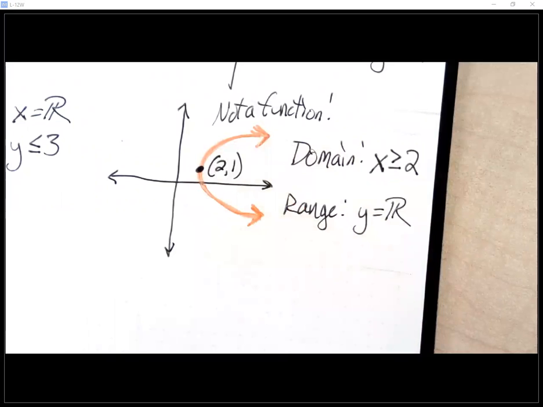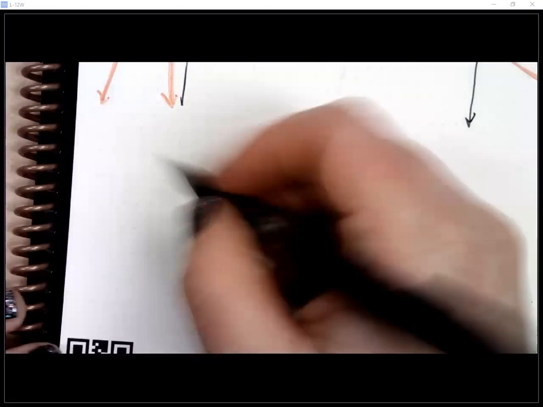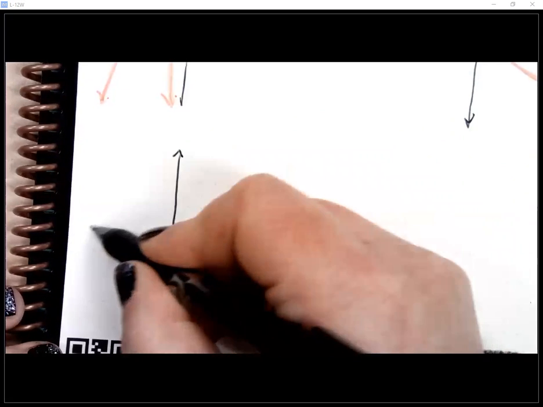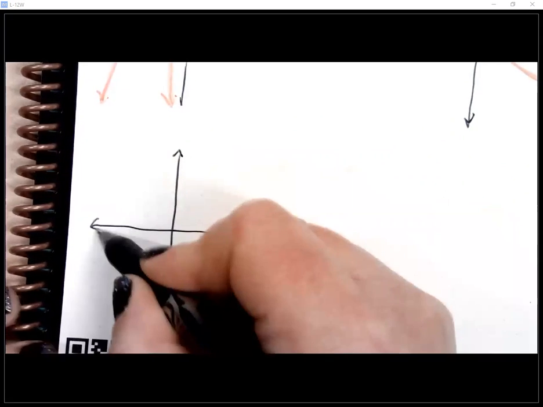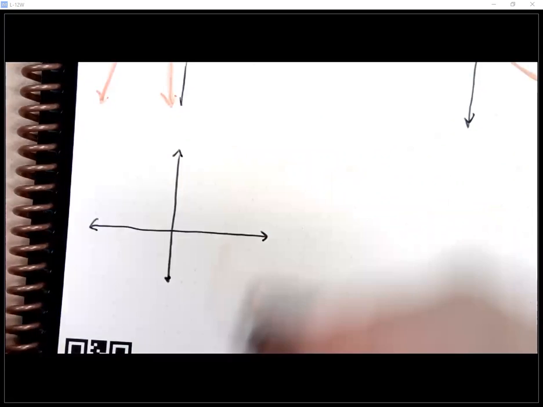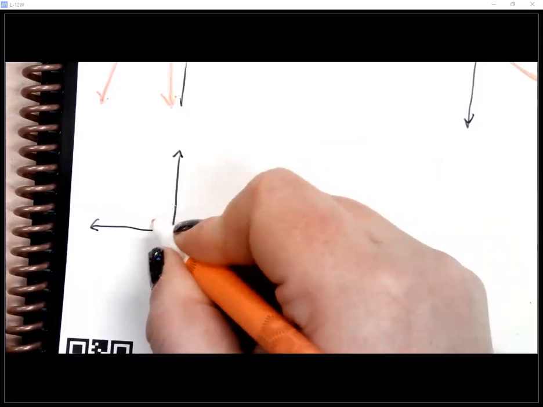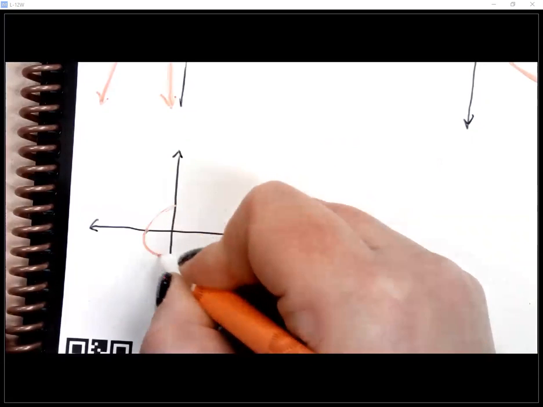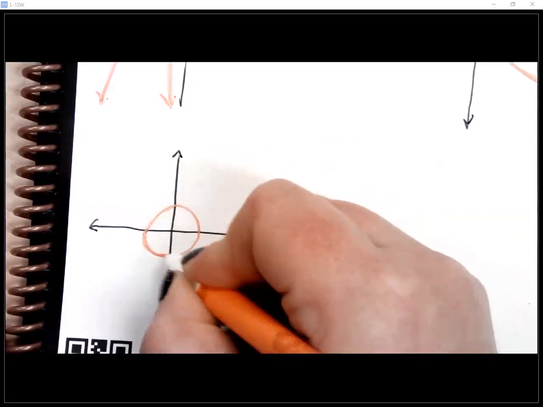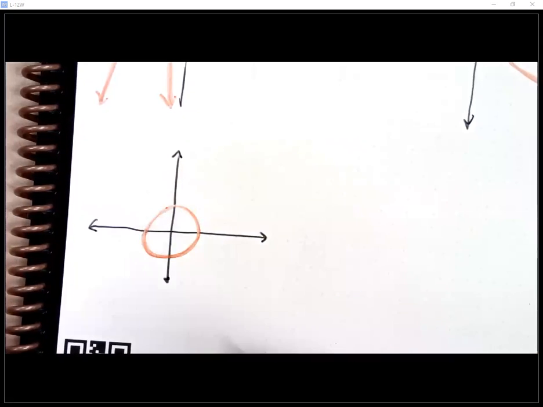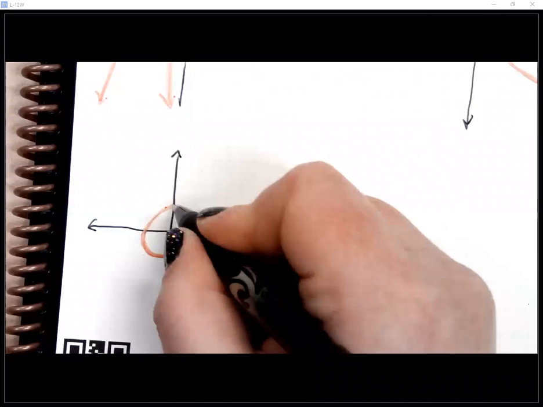So let me try a graph that's not a parabola. We have all different types of graphs, right? They could look like anything. Let's try a circle. Circle? Sure, why not? And I'll put it right around the origin just to make our life easier. So let's assume that has a radius of 1. So this would be 1, 1, -1, -1.